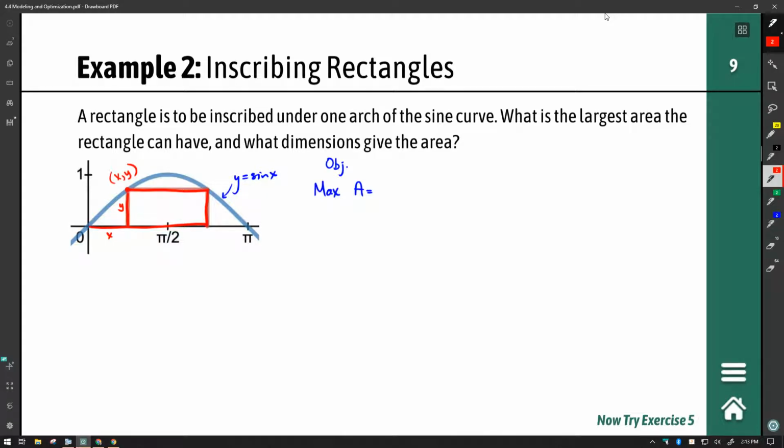I know the height of the rectangle is y. That's not a problem there. It's the base or length of the rectangle that's an issue. But I think we can grab that.